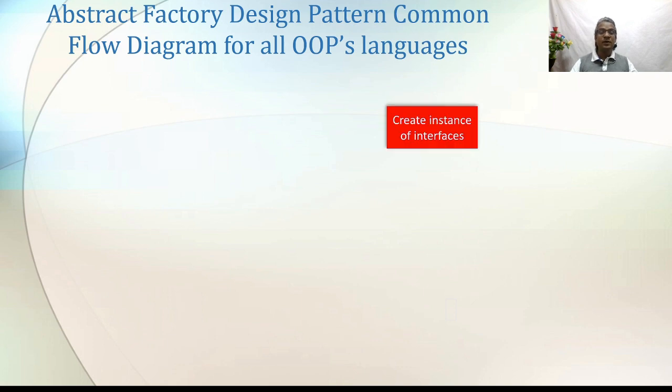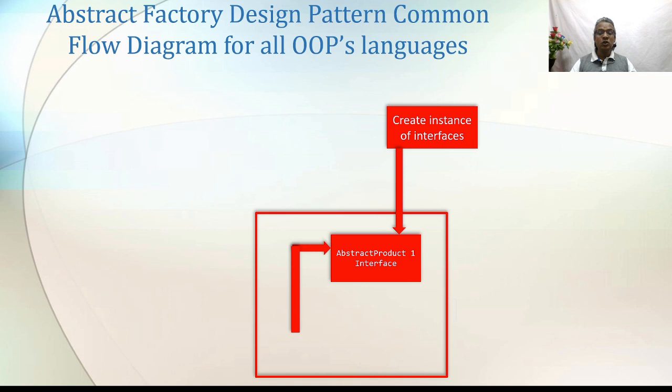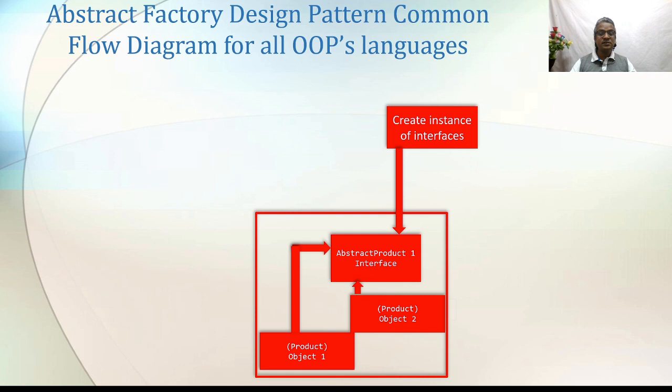Let's move. First we have to create the client class. Just the client class. Next we have to create one abstract product interface. In the previous slide I mentioned we have to create an abstract product interface and then two products. This is just an example. If the user wants to create one product, that's okay, or else multiple, 1, 2, 3, 4, depending on requirements. He can create n number of products.